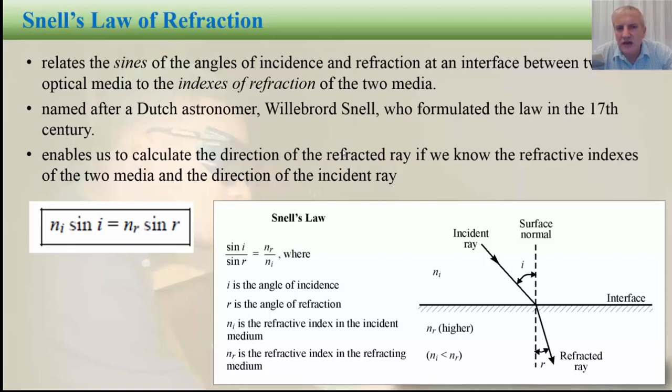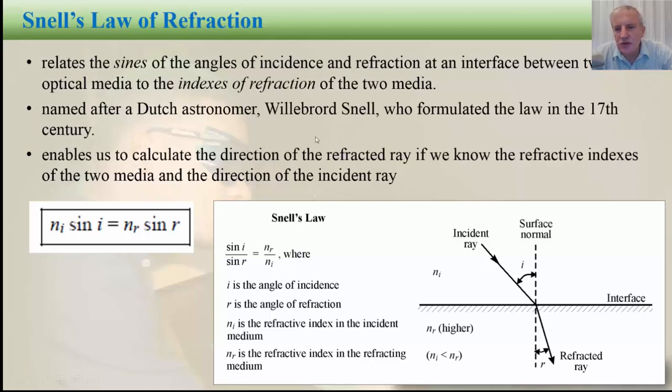So what we have here is we are relating so-called sines, which is an important function that can be applied on an angle. So we're going to be relating the sines of angles of incidence and refraction at an interface between the two optical media. You can see the formula on the left-hand side. We are going to explain this formula, which is a mathematical expression of Snell's law.